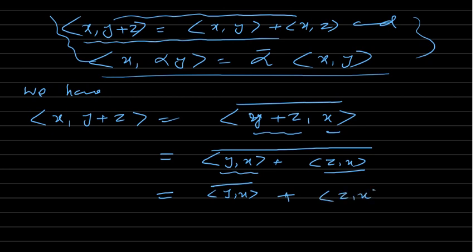Zx conjugate. अब फिर से conjugate property apply कीजिए, third property of conjugate जो inner product की है, it's xy conjugate. अगर ना इसमें conjugate नहीं रहेगा.